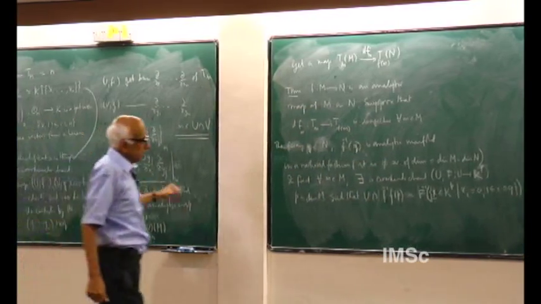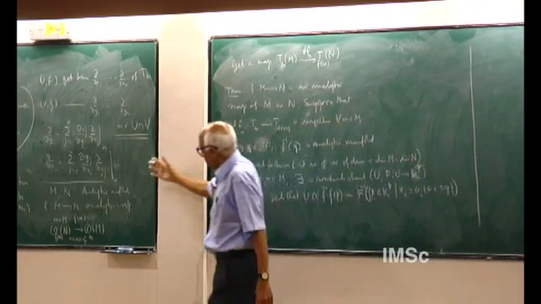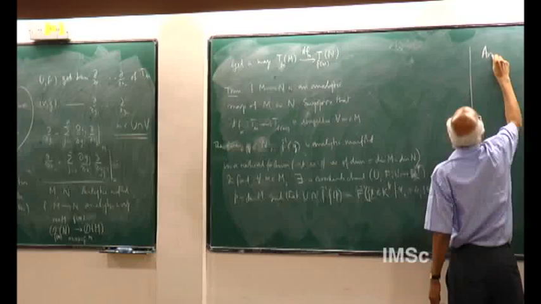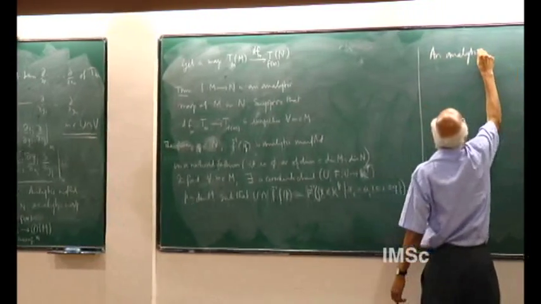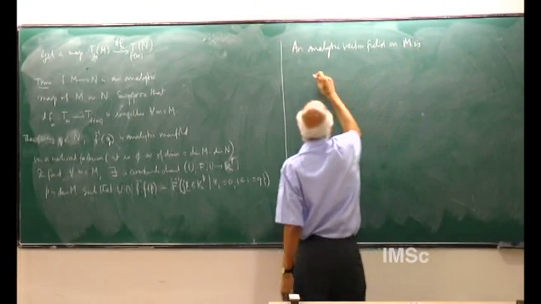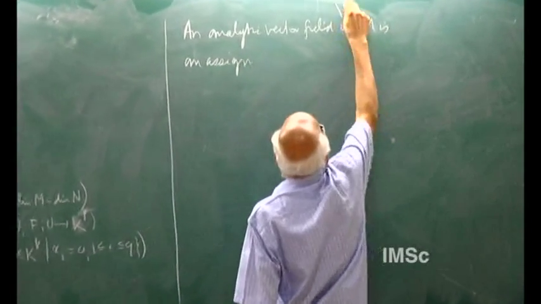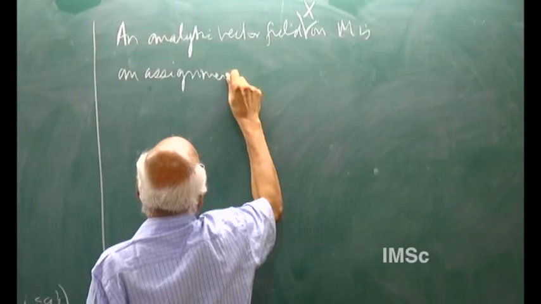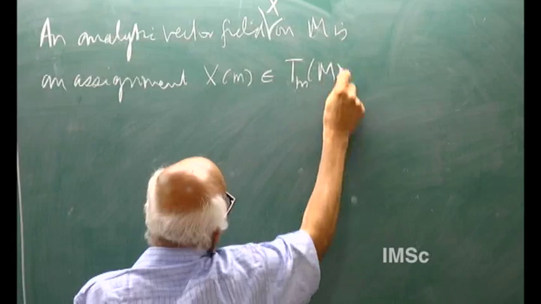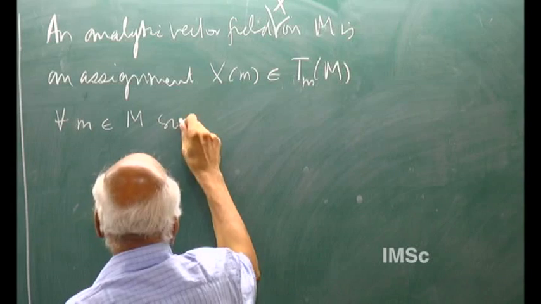So, I have defined a tangent space for you, and from this I want to go on to the next definition, a vector field. An analytic vector field on the manifold M is an assignment. Let me give it a name. Capital X is an assignment, X_m in the tangent space to M at m, for every m in M, such that the following holds.